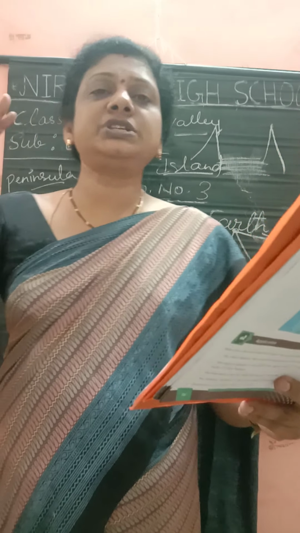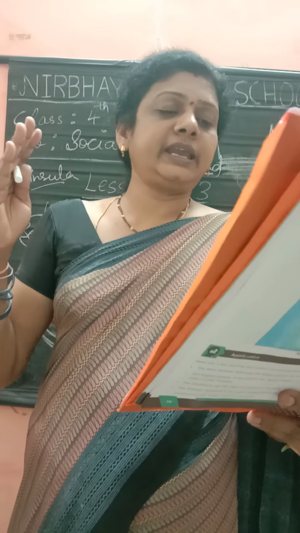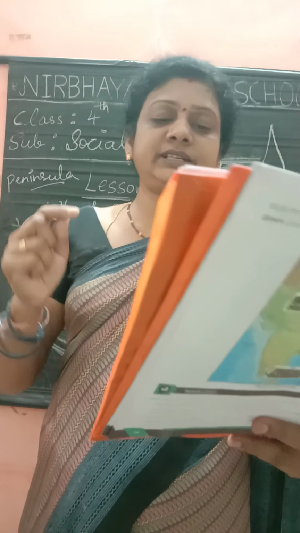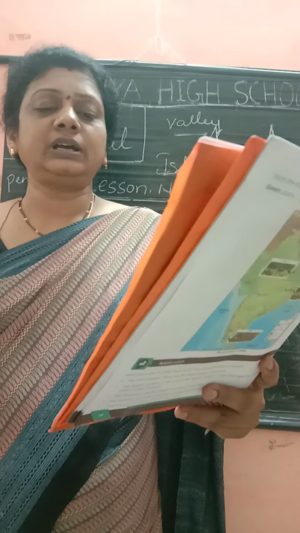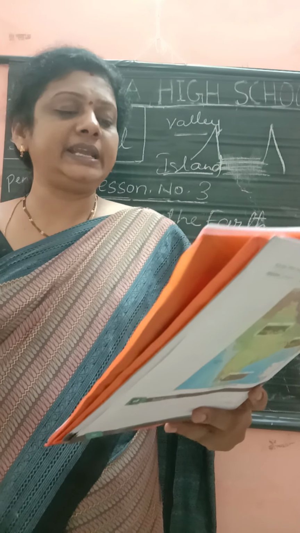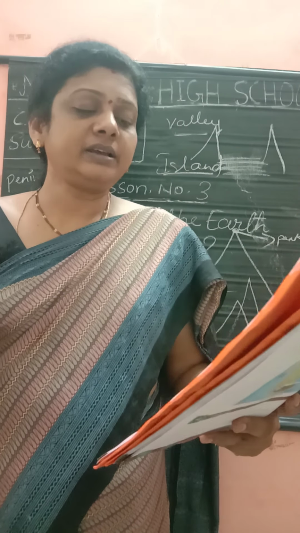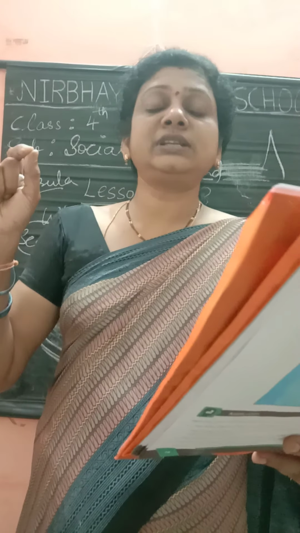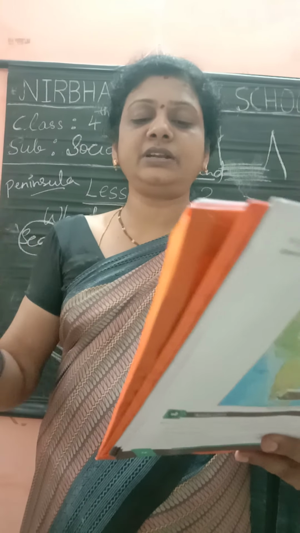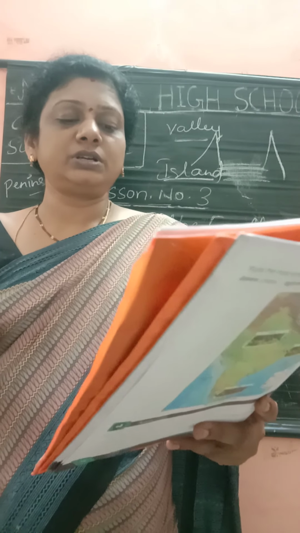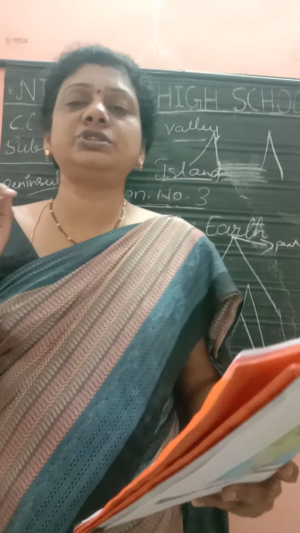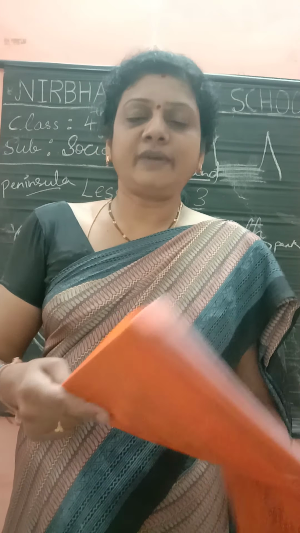While Mount Everest is 8,848 meters tall, the deepest point on the earth, Challenger Deep, is located in the Pacific Ocean. It is about 10,999 meters deep. This is about 2,000 meters more than the height of Mount Everest. Yes, children, did you understand?